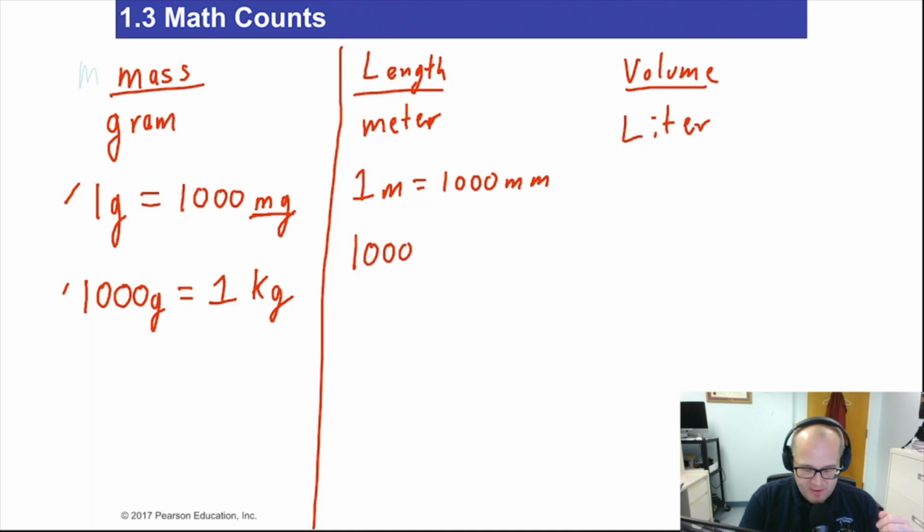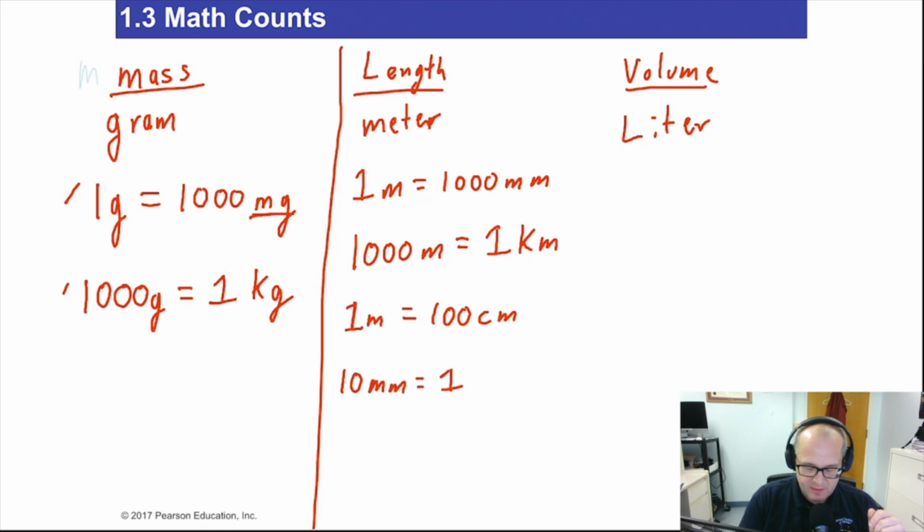1,000 of the base unit, meters, equals 1 kilometer. Okay, and if you want, we can also do 1 meter equals 100 centimeters. And there's another one we can throw out here. 10 millimeters equals 1 centimeter.